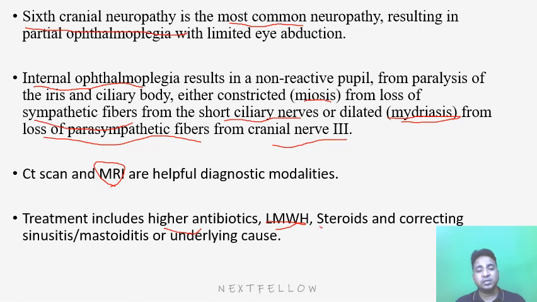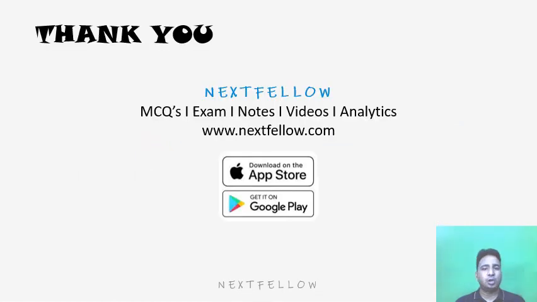Then we can give steroids to reduce the inflammation, and then correct the underlying cause, like sinusitis or mastoiditis, by doing the relevant surgery. If there is mastoiditis, then we can go for mastoidectomy. If there is sinusitis leading to cavernous sinus thrombosis, we can do endoscopic sinus surgery. So that's how we can treat cavernous sinus thrombosis. That's all. I hope you understand the cavernous sinus better from this presentation. Thank you.